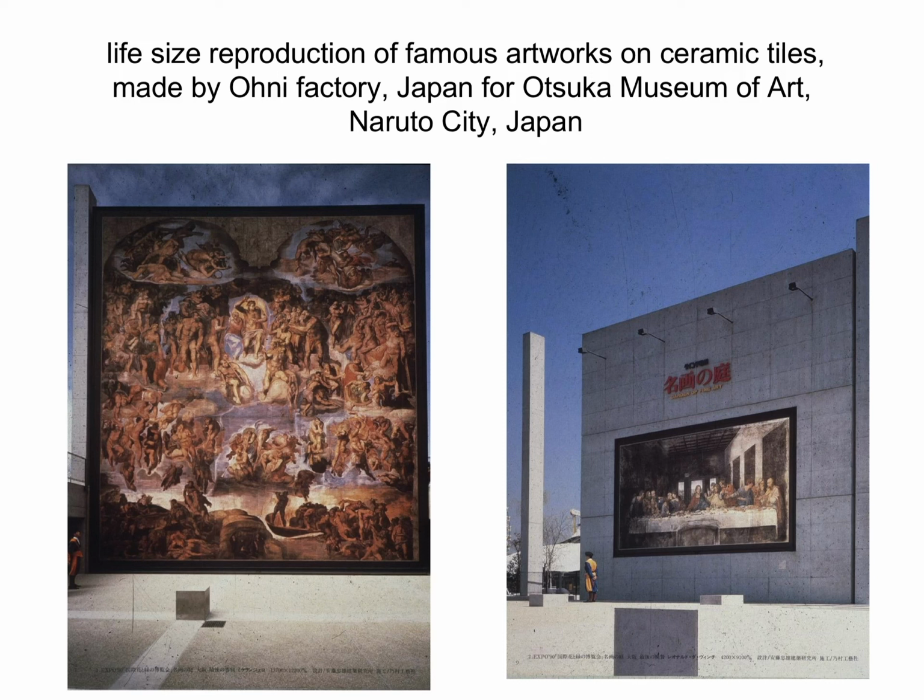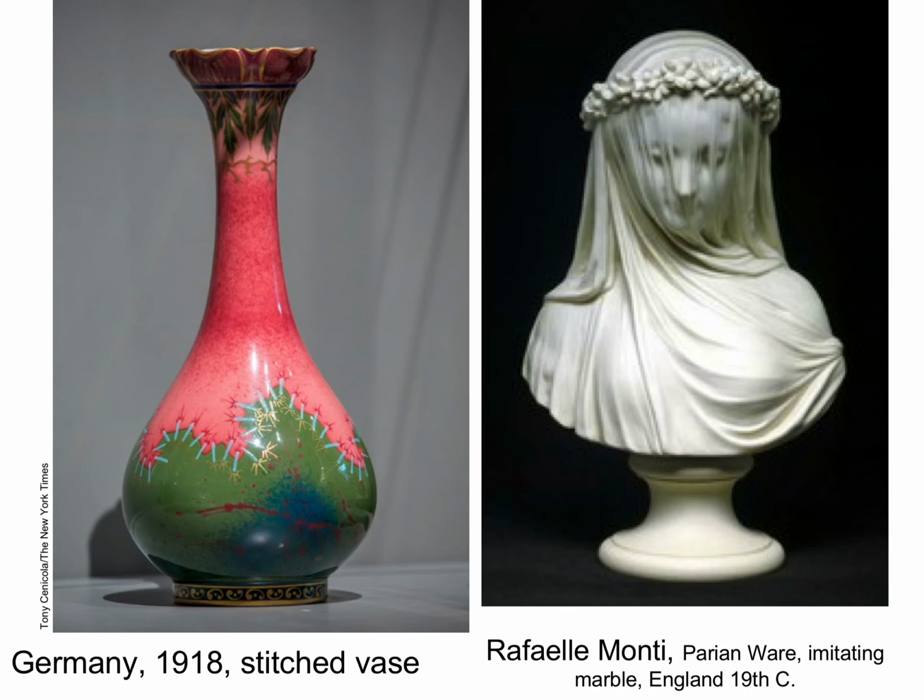And those objects, of course, can then be installed outside. They can be rained on, snowed on. They will not be affected by weathering, and they will probably survive the original in Italy by centuries. So there are all kinds of very interesting examples of the use of simulation and illusion in ceramic. There is a stitched vase on the left, and Parisian ware, which is a type of ware imitating marble, made in England in the 19th century.